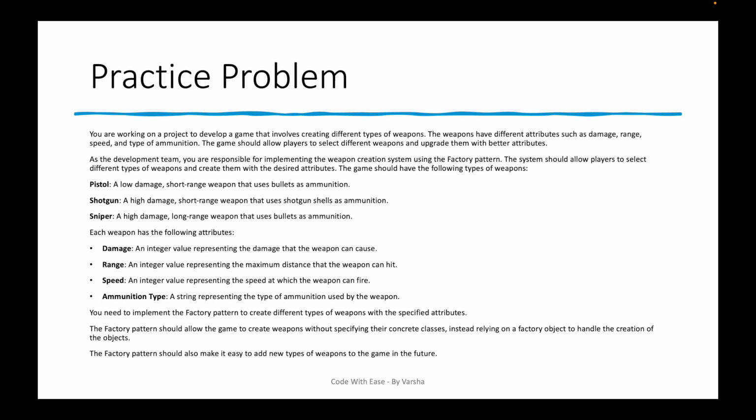So here's the problem that we have. It's related to games and weapons. You have to create a weapon creation system using the factory pattern, and there are 3 types of weapon given: pistol, shotgun and sniper. Every weapon will have certain characteristics like damage, range, speed and the type of ammunition. For example, a pistol can have bullets as its ammunition. So what we have to do is make, in simple words, a weapon creation factory, where all the weapons will be created based on the attributes they have. So you have to use the factory pattern to create the different types of weapons.